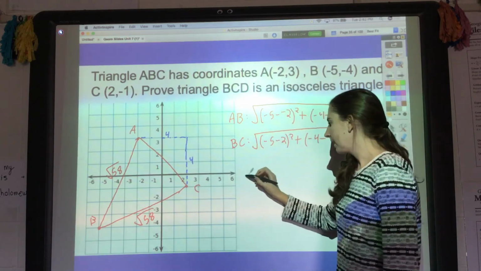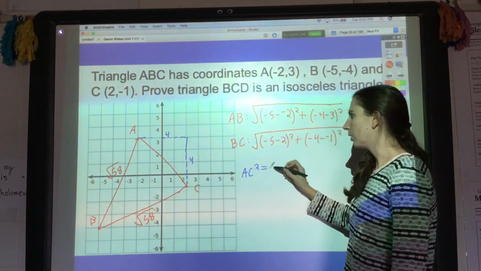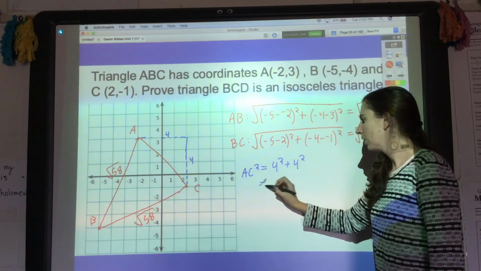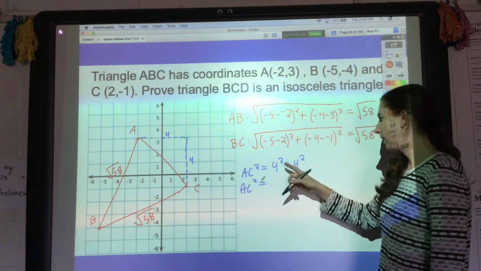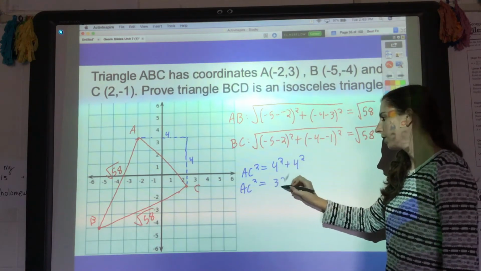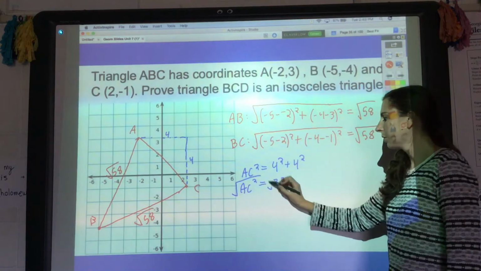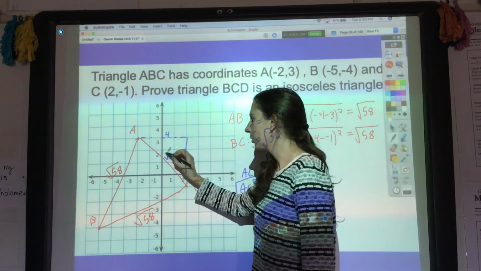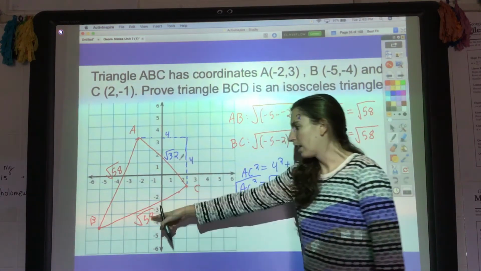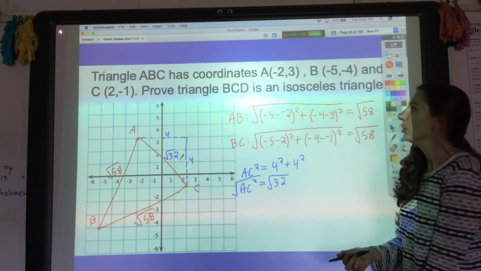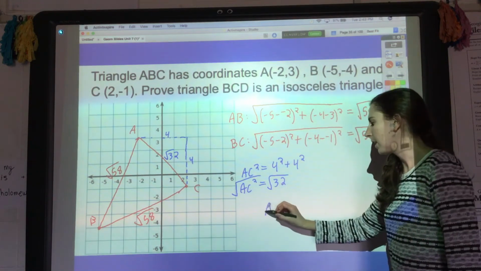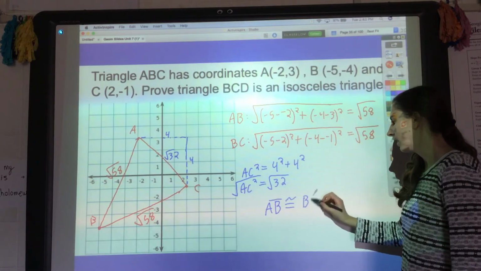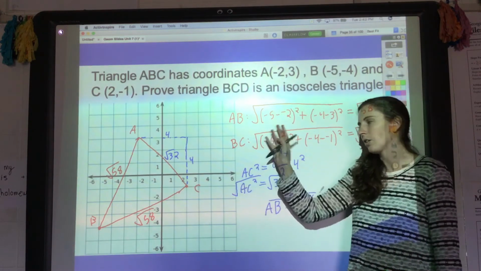So I know that AC squared equals 4 squared plus 4 squared, which is 16 plus 16, so 32, and then square root. So the length of AC is square root of 32, which is not the same. So that proves that it's isosceles because AB was congruent to segment BC. And that's my proof. These calculations are my proof.